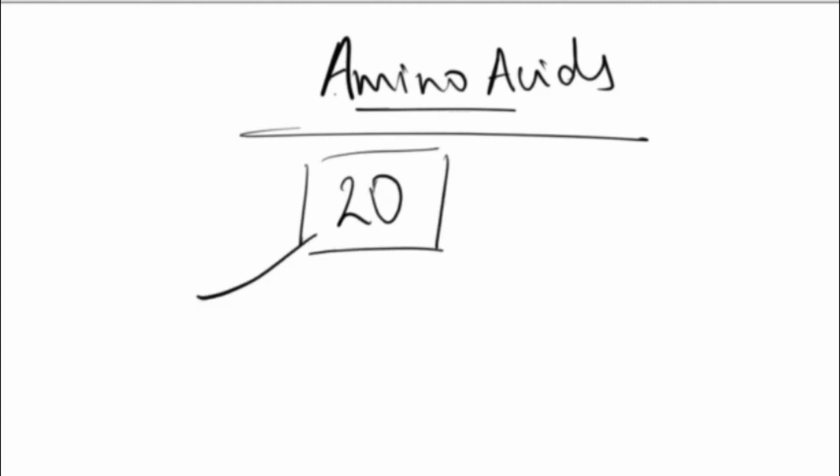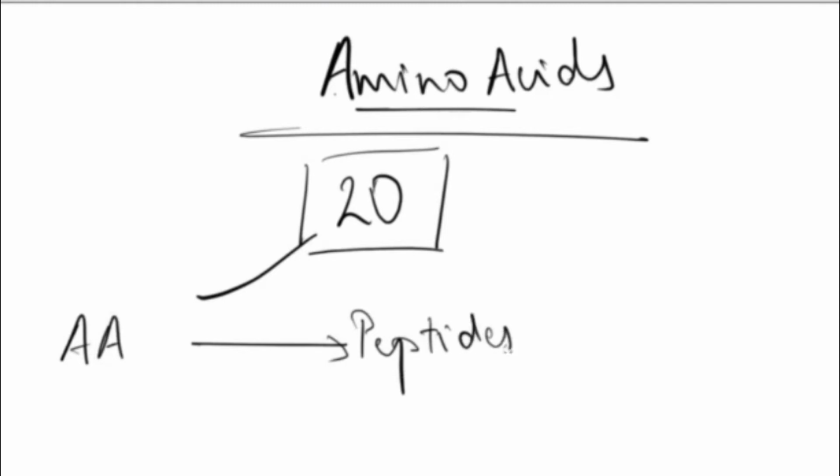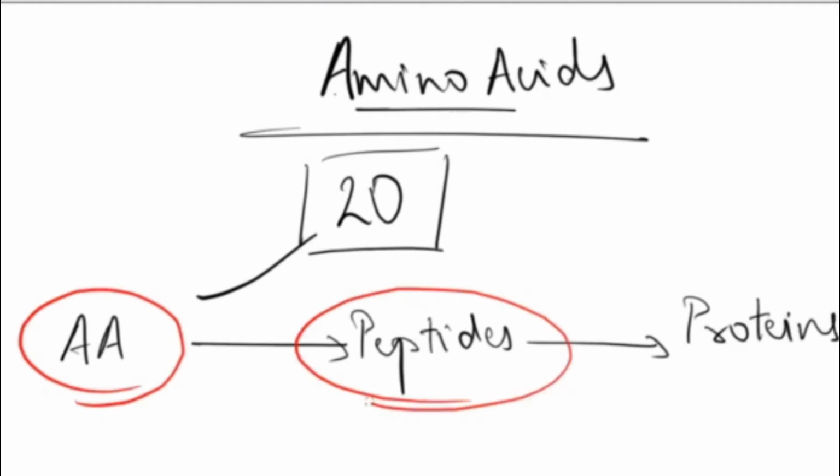So first we have amino acids, then they become peptides, and then they elongate to form proteins. We are mainly interested in the amino acids and peptides because proteins are too large to draw. Okay, amino acid reaction into peptides is a condensation reaction, which means that you add two molecules to get one product and you lose water.